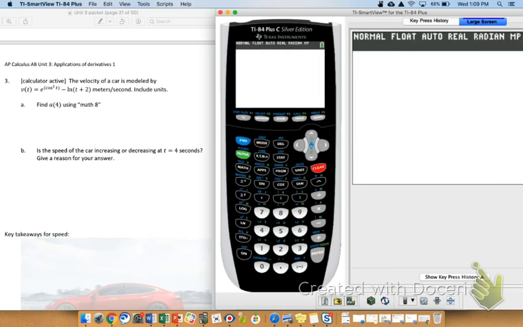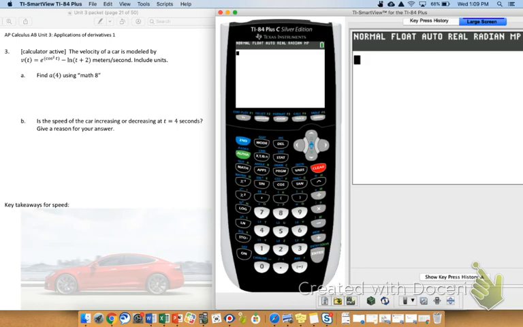Okay, so let's take a second and read the actual question there on your sheet, and then we'll get to the calculator. So it says the velocity of a car is modeled by v of t. And if we're honest about this, v of t is a little unpleasant, isn't it? That's e to the cosine squared of t minus ln of t plus 2 meters per second. And we're supposed to be including units with these.